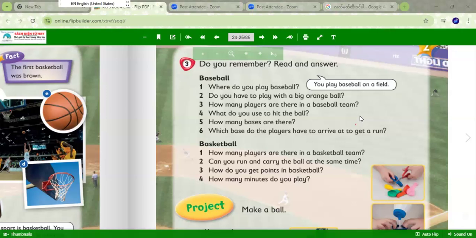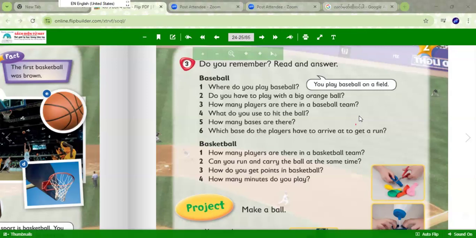All right. Number 2, how many players are there in a basketball team? Could you please answer with a sentence? There are 5 players in a basketball team. How about a baseball team? There are 9 players in a baseball team. Yes. Very good. So here you can see the subject and verb is there are. So how many players are there in a baseball team?